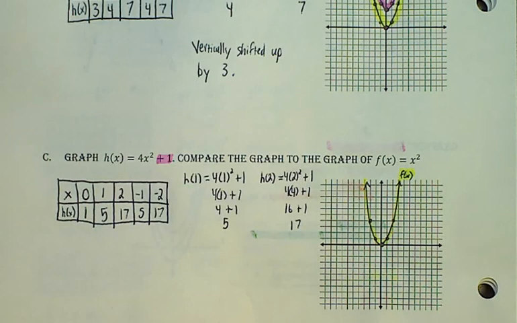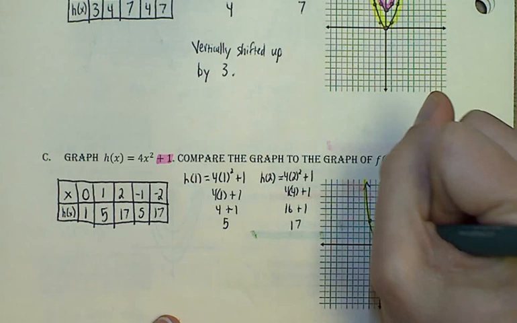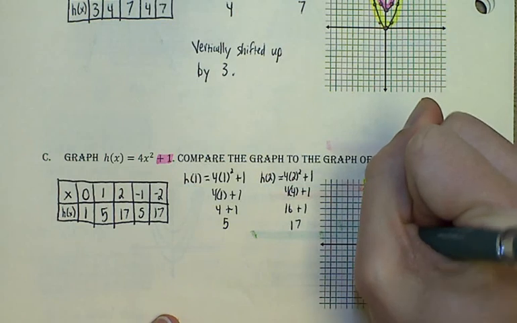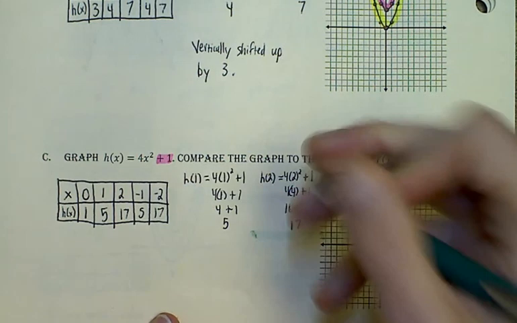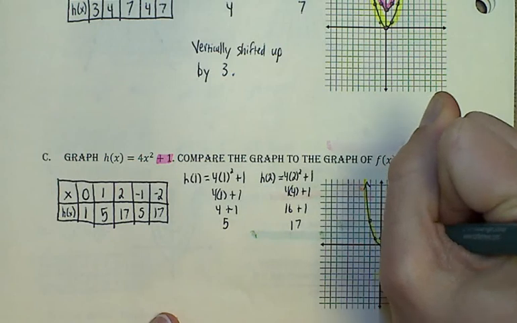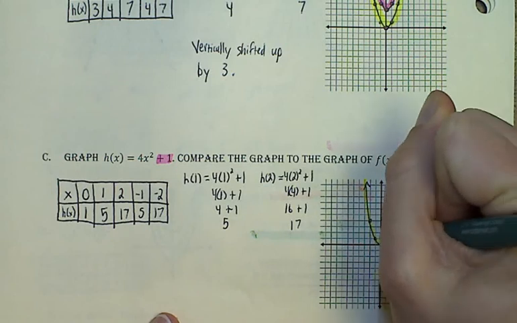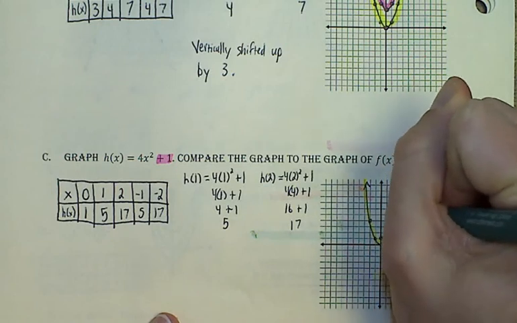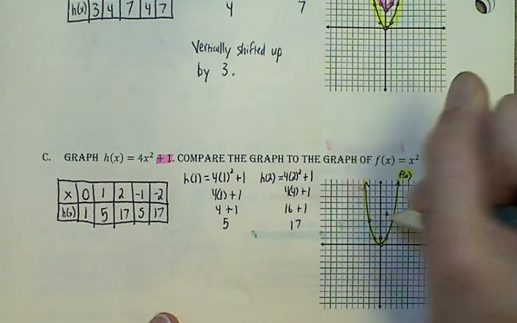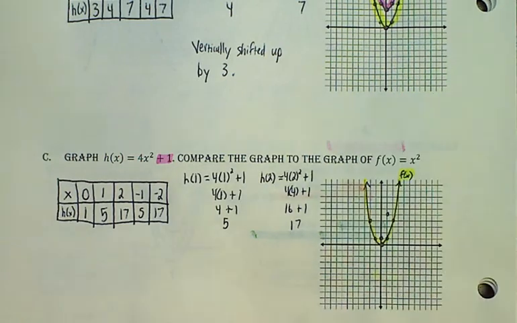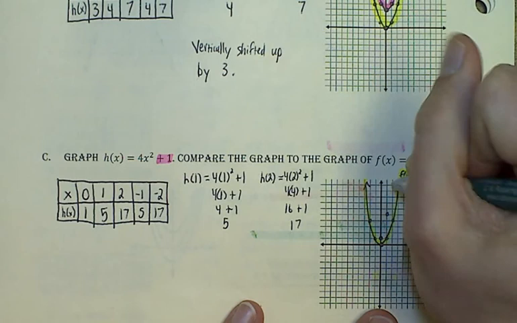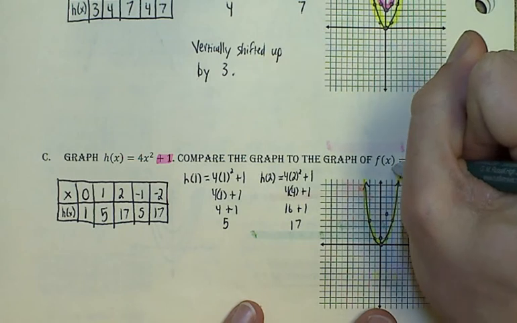So first point, vertex is at 0, 1, so just shift up 1. Second point, 1, 5, so right 1 and up 5, 1, 2, 3, 4, 5. And then 2, 17, so right 2 and up 17. Well, this is 11, 12, 13, 14, 15, 16, 17. So it's like way up in here.